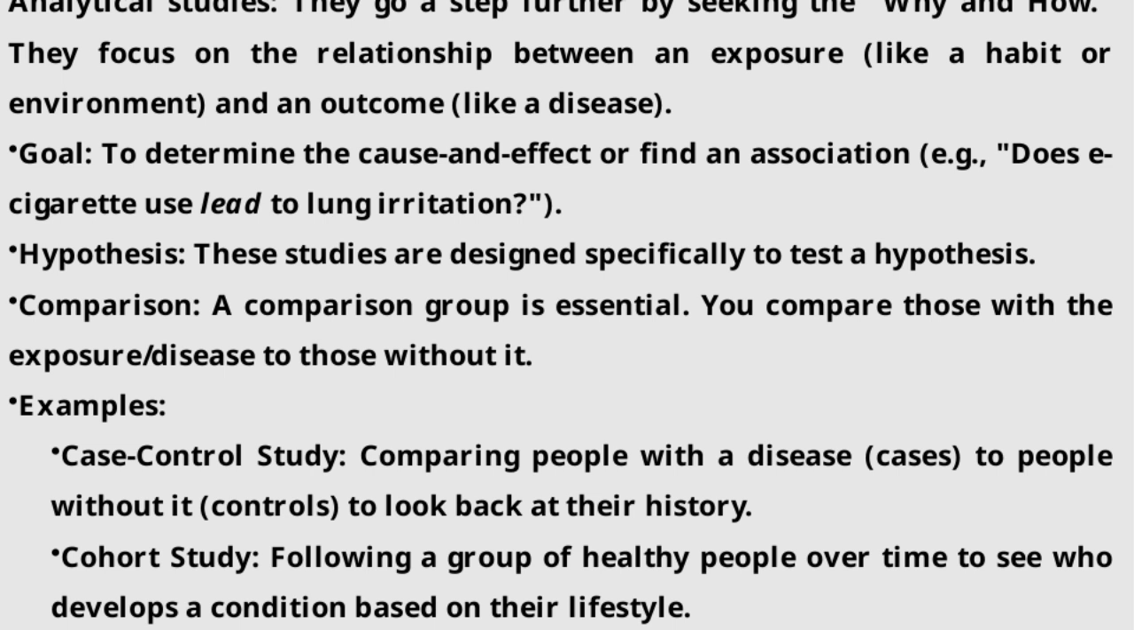For instance, in a case control study, you compare people who have a disease, called cases, to those who don't, called controls, and look back at their history to find potential causes. Alternatively, in a cohort study, you follow a group of healthy people over time to see who develops a condition based on their lifestyle or exposures. Both types of studies help us piece together the puzzle of how exposures affect health, which is essential to the overall goal of understanding risks and causes in public health.